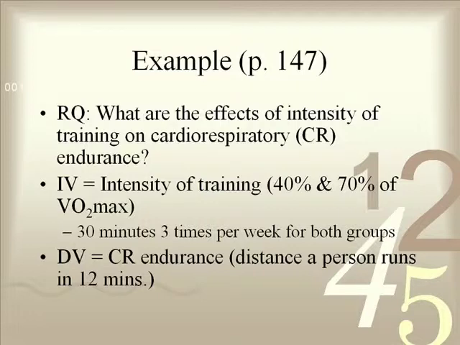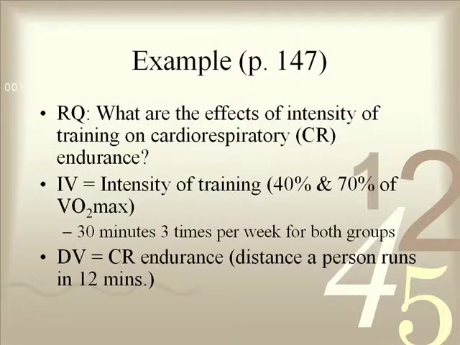Our subjects are going to train for 30 minutes, 3 times per week. Both groups will do that. Just the intensity will be different. Their heart rate will be different. We'll calculate their heart rate, one at 40% and one at 70%, and those groups of individuals will train at that different level, for 30 minutes, 3 times per week.